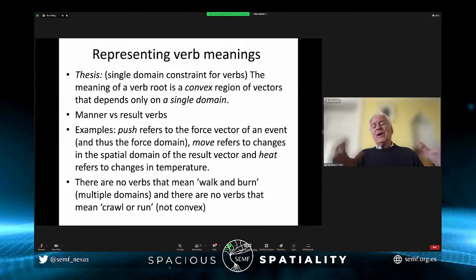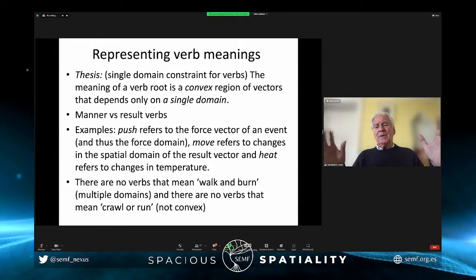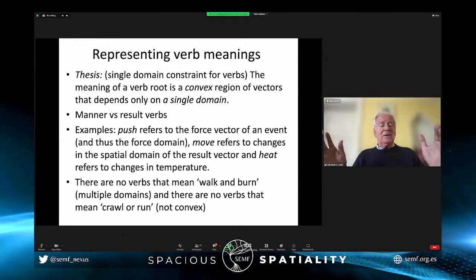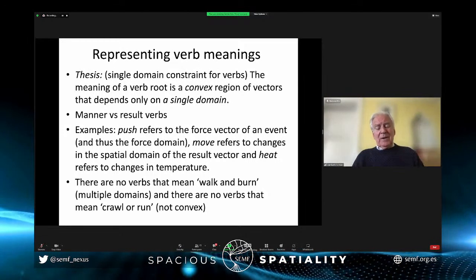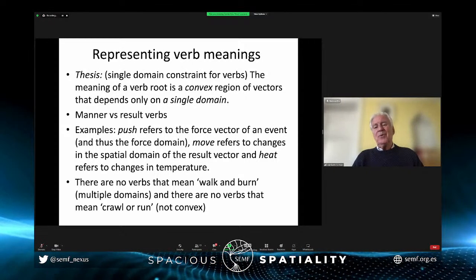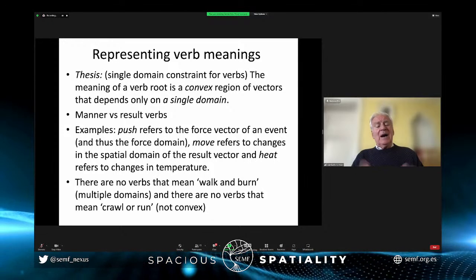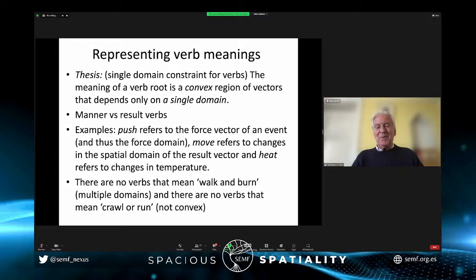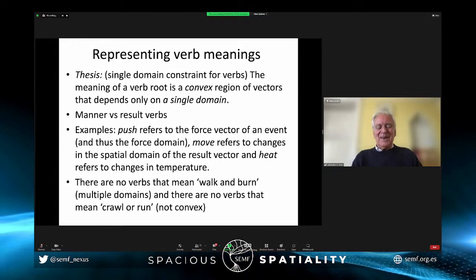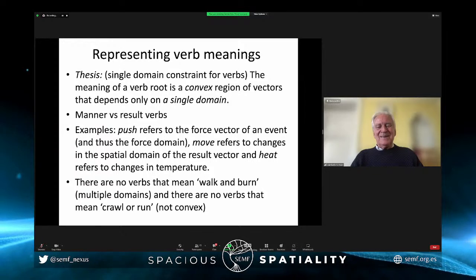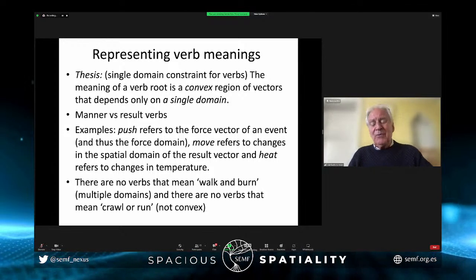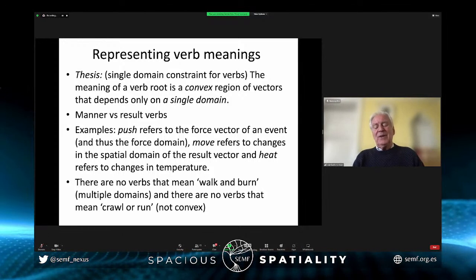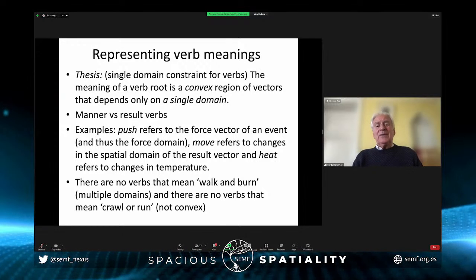Maybe walk and run, there could be verbs that cover walk and run, definitely jog and run, but they are similar movements, so they would correspond to a convex region of the force pattern spaces. I haven't really tested this prediction. You're happy to give me counterexamples if you can find any. Again, I think when we look at how children learn verbs, it in general fits with this pattern. So that's the story about the verbs.